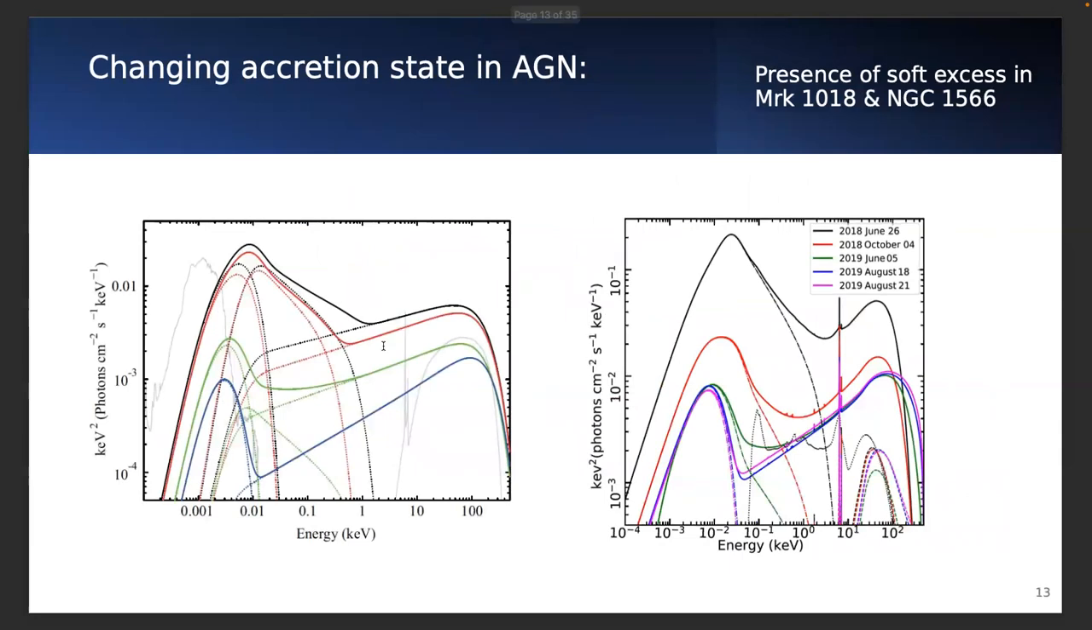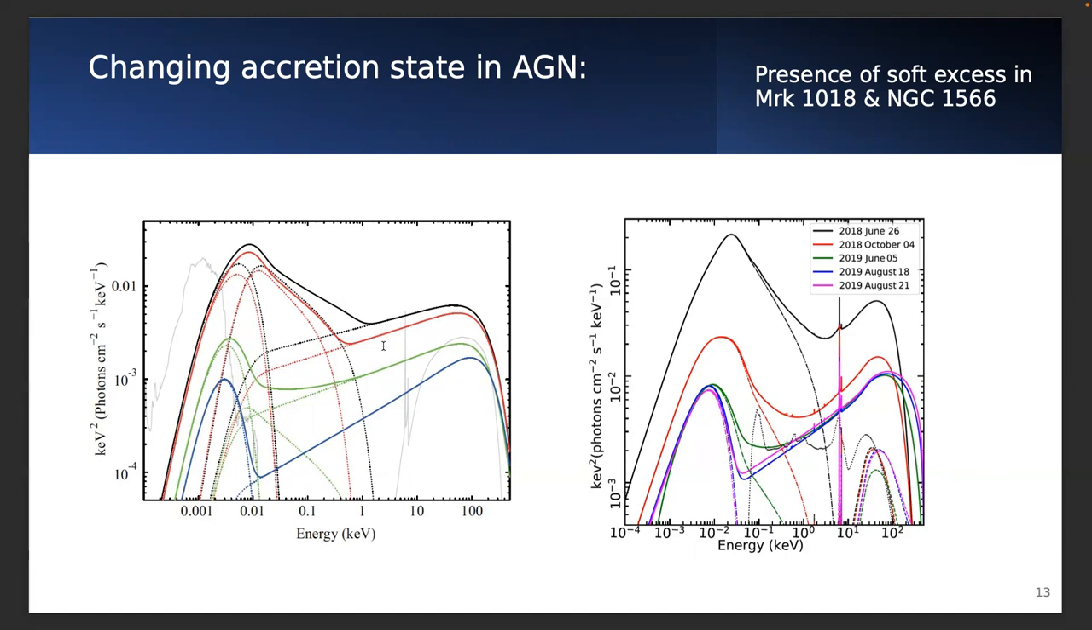Okay, so let's talk about changing accretion state. As I mentioned, this is a change in the accretion rate, and a change in accretion rate means there is accreted matter in some form. There is maybe a tidal disruption event, which is providing this matter and increasing the accretion rate. When there is a change in the accretion rate, we see some changes in the X-ray spectra. And most of the time we see an appearance or disappearance of the soft excess.